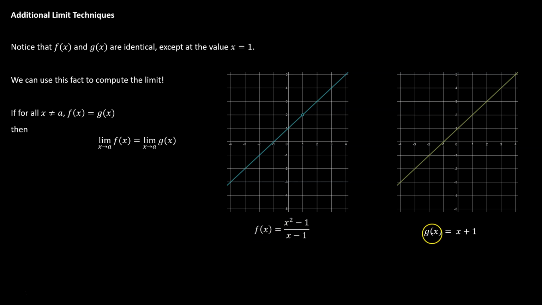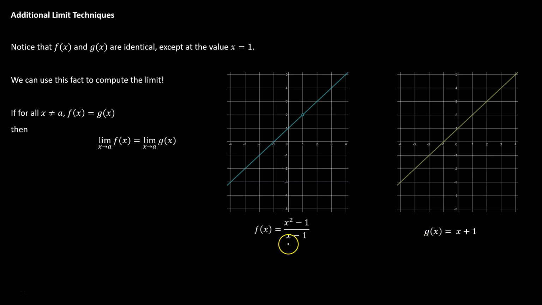Now they look identical except for at x equals 1. Notice that for f at x equals 1, I have an open circle, meaning my function is not defined there. However, g is defined there. So this technique says if you have an indeterminate form, what you ought to do is look for a function that's identical everywhere except for the point that's producing the problem.